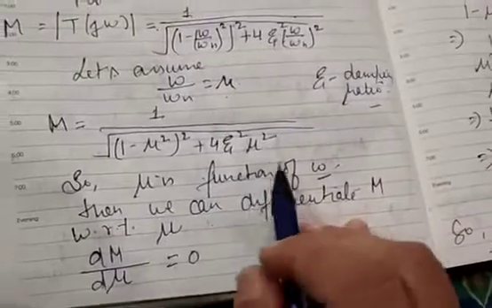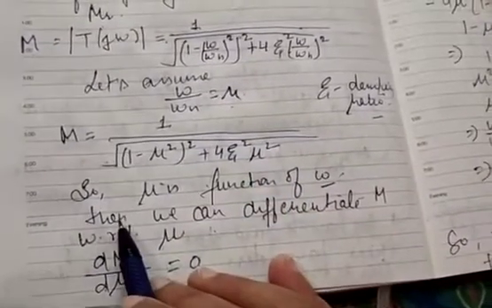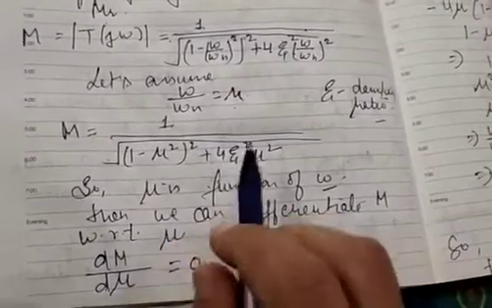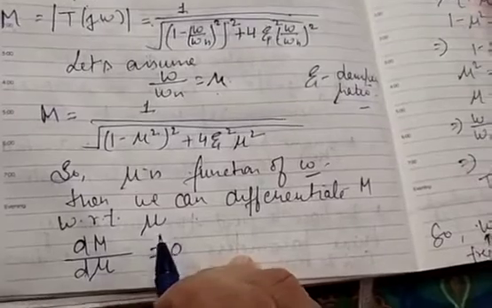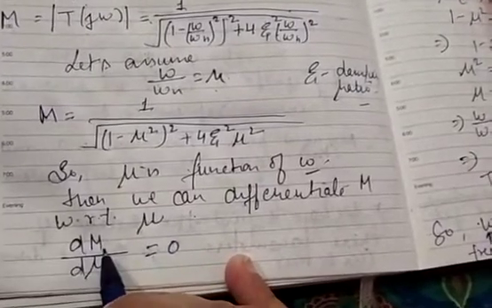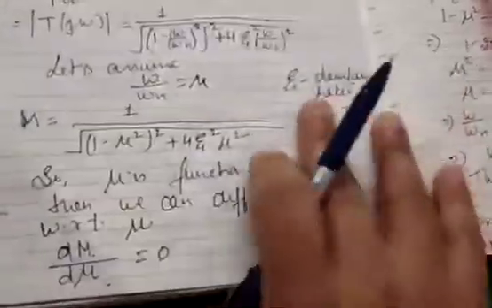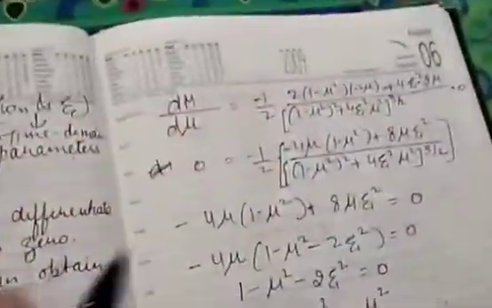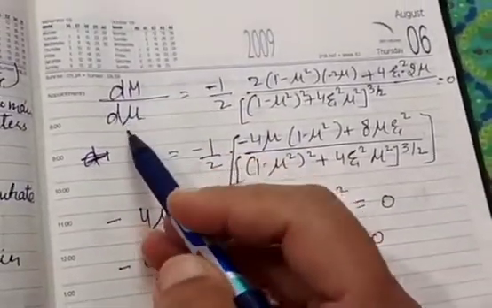So mu is a function of omega. So if we want to differentiate M with respect to omega, we can differentiate it with respect to mu. So differentiating M with respect to mu and equating it to 0, we can get omega r. So first of all, differentiating M with respect to mu, we can write it like this.